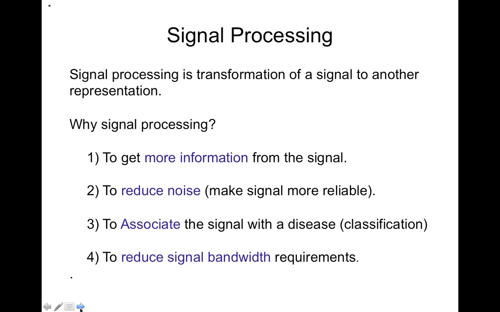So signal processing basically involves the transformation of a signal to another representation. So why would you use signal processing? Well, there are four main reasons. One is to get more information from the signal.